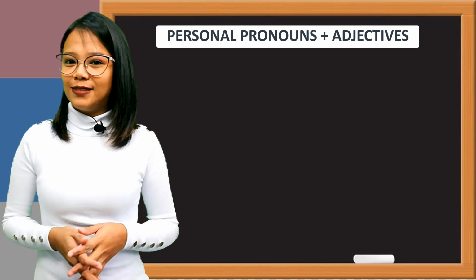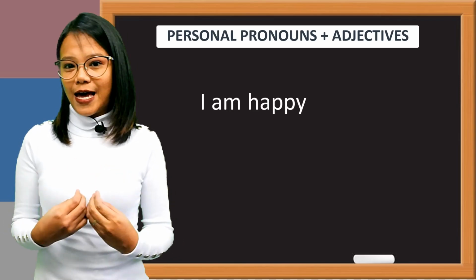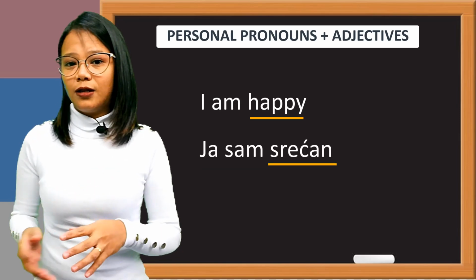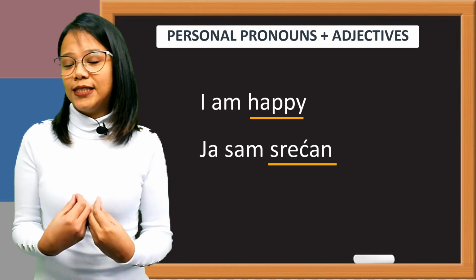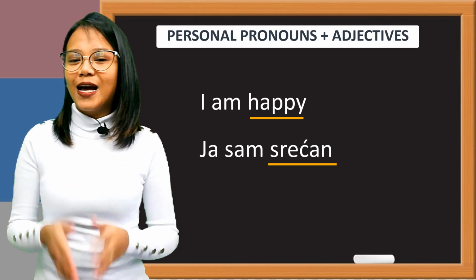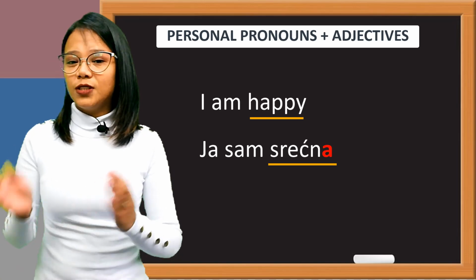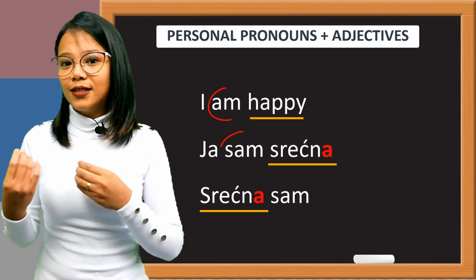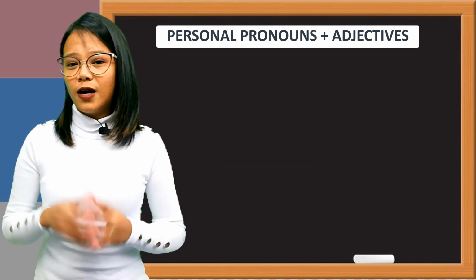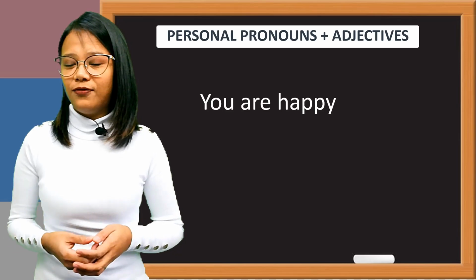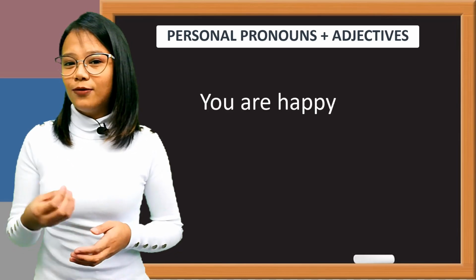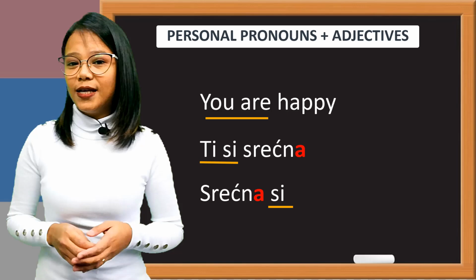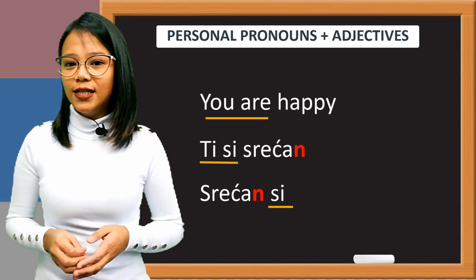Let's combine personal pronouns and adjectives. Let's say, I am happy. I am is ja sam, and happy is srećan. But I am the one who is happy, and I am female. So, I will use srećna instead of srećan. Ja sam srećna, or srećna sam, the short version. Another example is, you are happy. If you are female, then I will say ti si srećna, or srećna si. Or if you are male, then I will say ti si srećan, or srećan si.